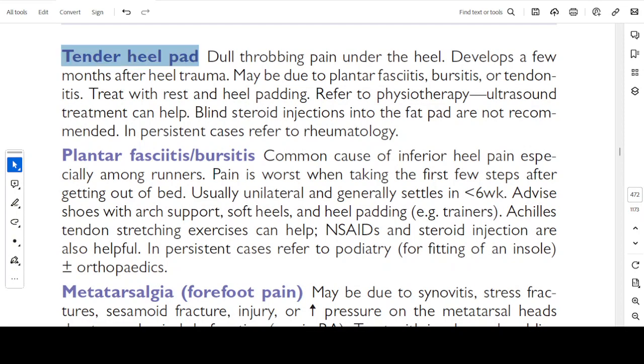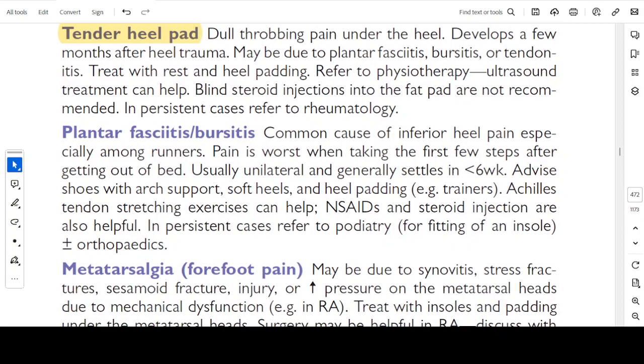Tender heel pad. A dull throbbing pain under the heel develops a few months after a heel trauma, may be due to plantar fasciitis, bursitis or tendonitis. Treat with rest and heel padding. Refer to physiotherapy. Okay, when there is a tender heel pad, it can be plantar fasciitis, bursitis or tendonitis.